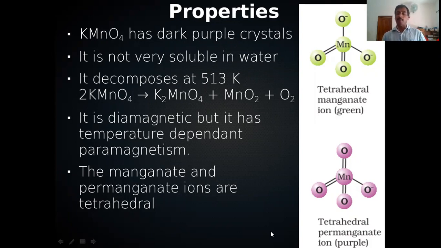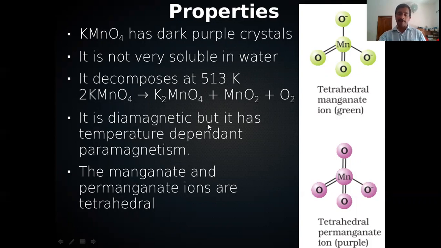It decomposes at 513 Kelvin. See the reaction: 2 KMnO4 gives K2MnO4 plus MnO2 plus O2. You can see liberation of oxygen. KMnO4 is an oxygen-rich compound, so at a high temperature it decomposes and produces oxygen. When it decomposes, potassium manganate plus manganese dioxide is produced.